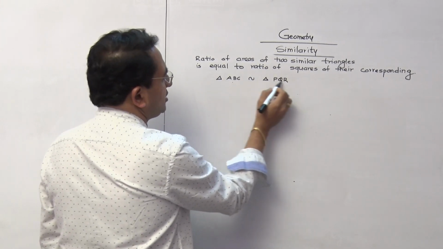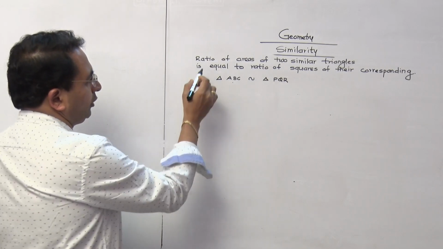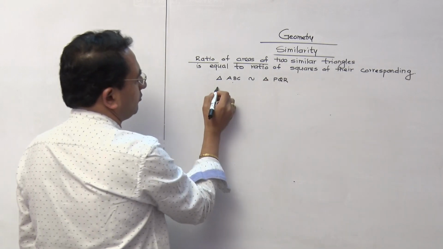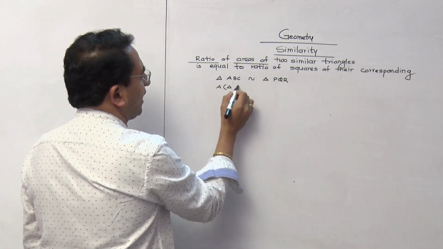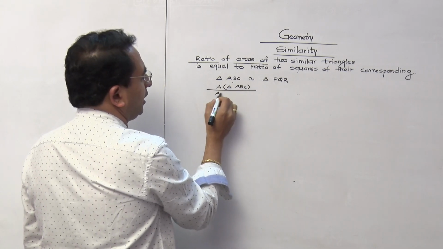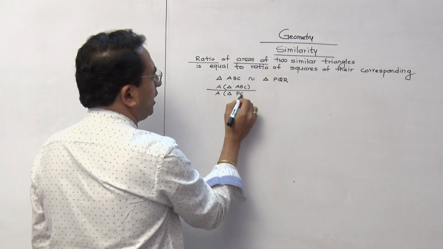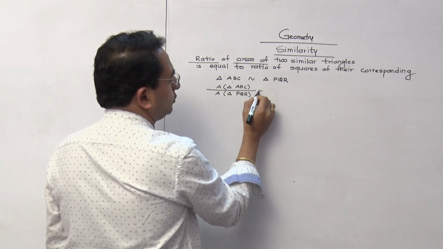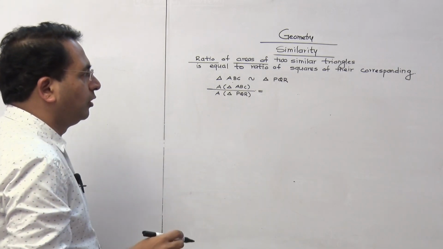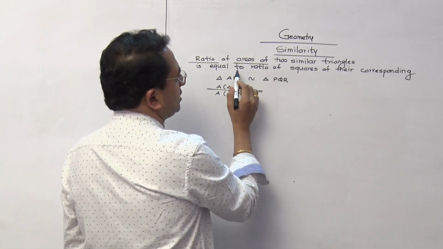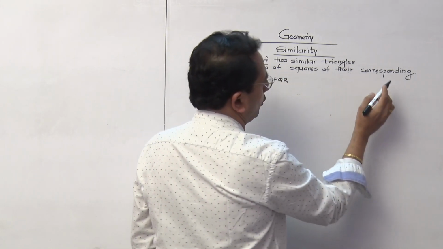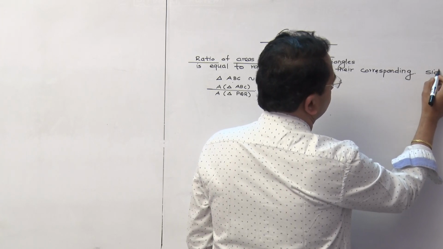Now when we deal with this similarity, according to this statement, it is the ratio of areas of two similar triangles. So area of triangle ABC upon area of triangle PQR is equal to, now they have given it like this, ratio of areas of two similar triangles is equal to the ratio of squares of their corresponding sides.